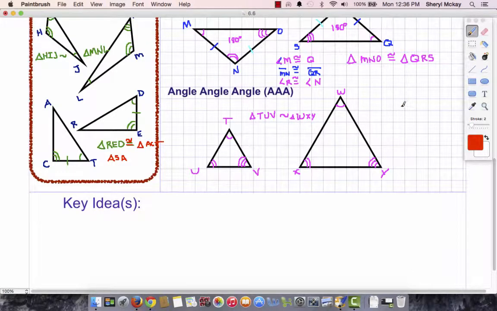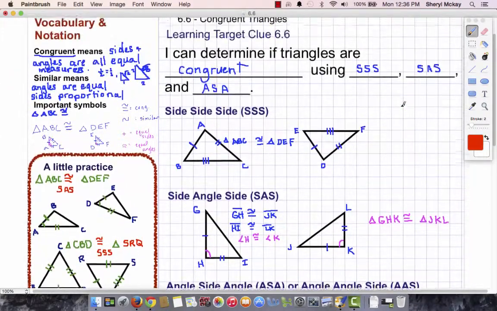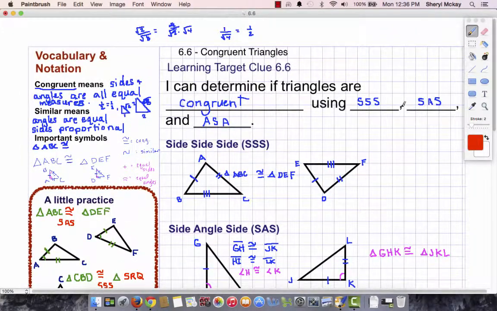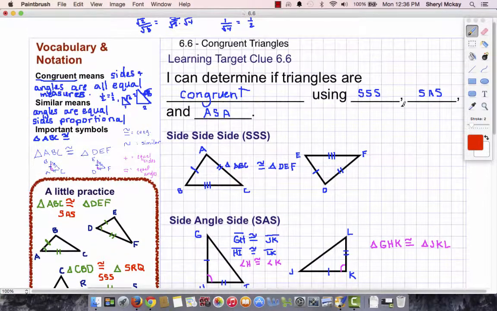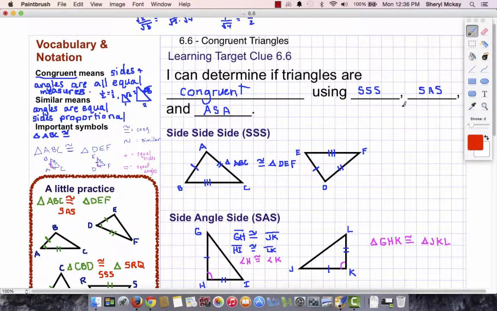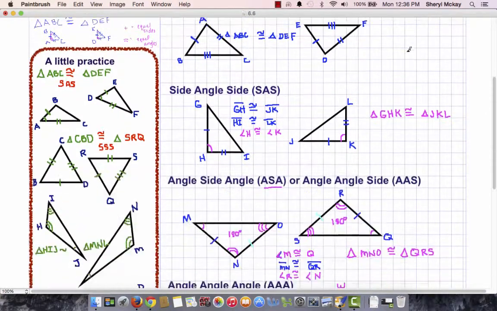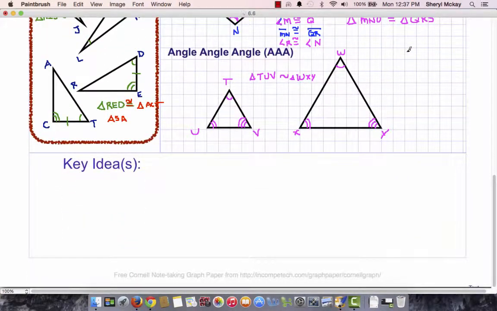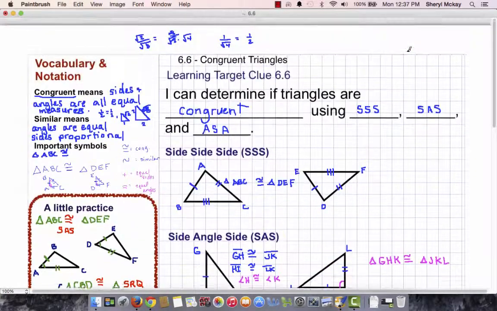We're going to spend some time in class exploring congruent triangles and seeing if we can disprove these. We didn't do any of the actual proving. I just taught you SSS, SAS, and ASA, and you're going to be able to use those. But we haven't really spent any time examining and exploring why that's true. We'll do some of that in class. It's a little hard to do it when you're doing a video. But that's all I have for Clue 6-6. Make sure that you write yourself a key idea down at the bottom, and I'll see you in class.